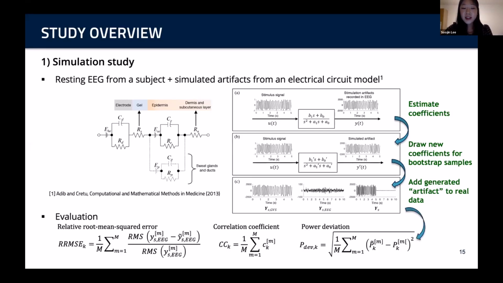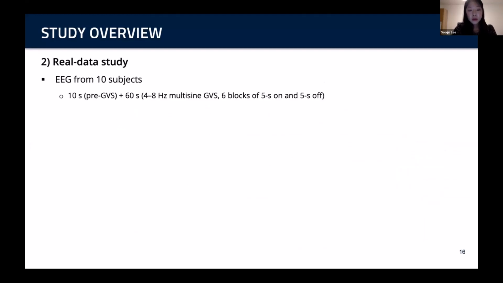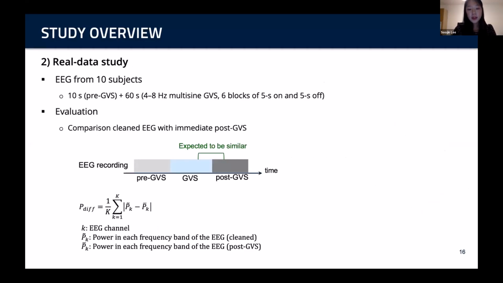So this simulation study has several advantages, and the most important advantage is that we know the ground truth of the data. In other words, we know exactly what the EEG should be like after removing the artifacts with the denoising method. Therefore, we can quantify how good the denoising method is by comparing the ground truth EEG and denoised data. And we also conducted a real data study where we compared the denoised EEG data with immediate post-stimulation EEG data, comparing differences in the power spectrum.